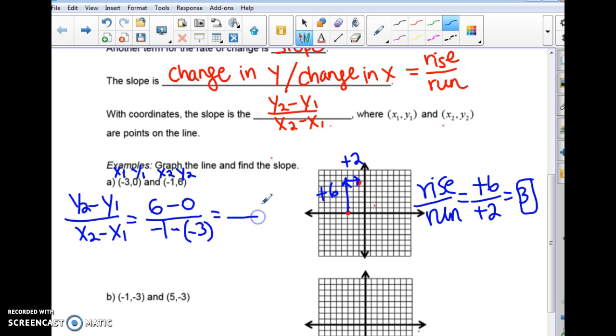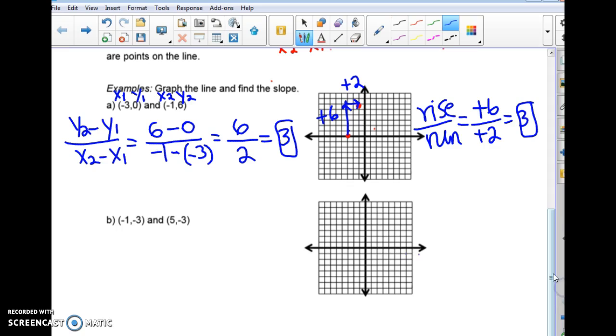Especially in slope, the sign is so important, so you've got to be really, really careful. So 6 minus 0 is 6. Negative 1 minus negative 3 is positive 2. Oh, that's 3 as well. So it doesn't matter which way we're using. You can graph it or you can just use the points. You will get the same answer. All right, let's try the next one.